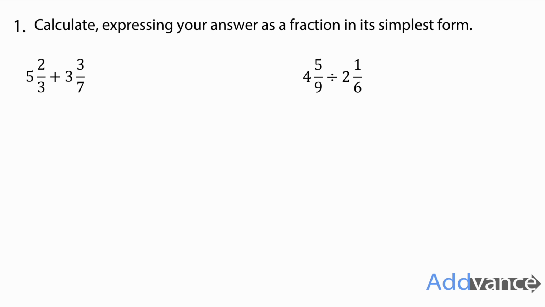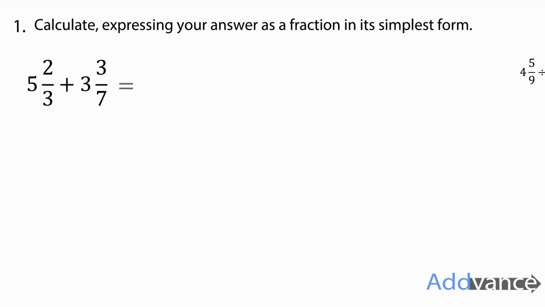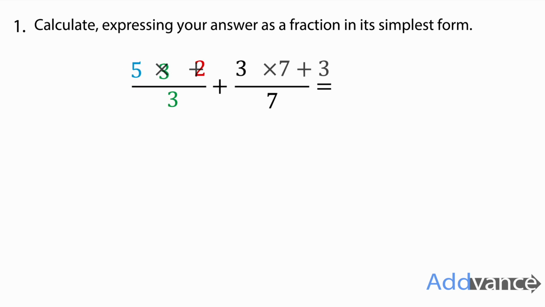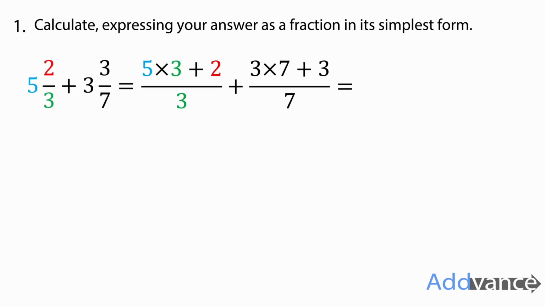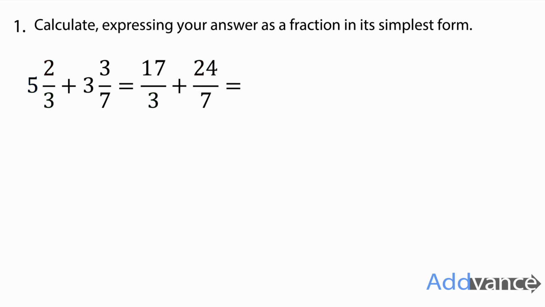It says calculate, expressing your answer as a fraction in its simplest form. So I've got adding two fractions and dividing fractions on the screen. I'll start with the first one. We're going to add these two fractions. And the first step is to make them both into improper fractions. So, to do this, you multiply the 5 and the 3 and then add the 2, like this. You can see the calculation on the screen. I'm sure you know how to make them into improper fractions. And when we do that, we get 17 over 3 plus 24 over 7. We've converted them into improper fractions.